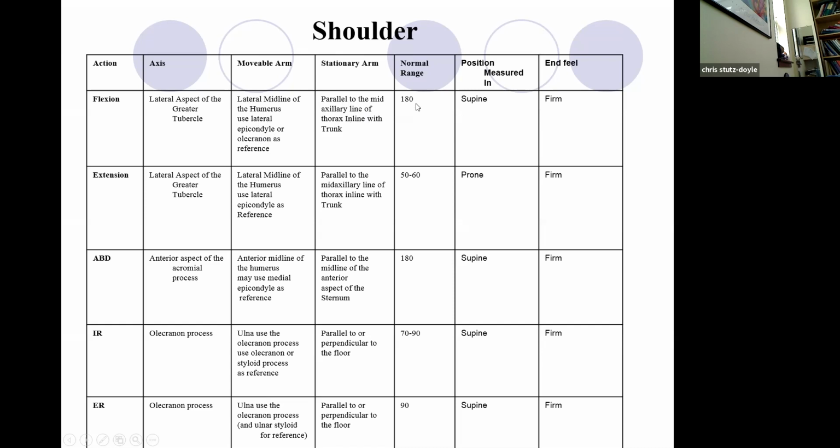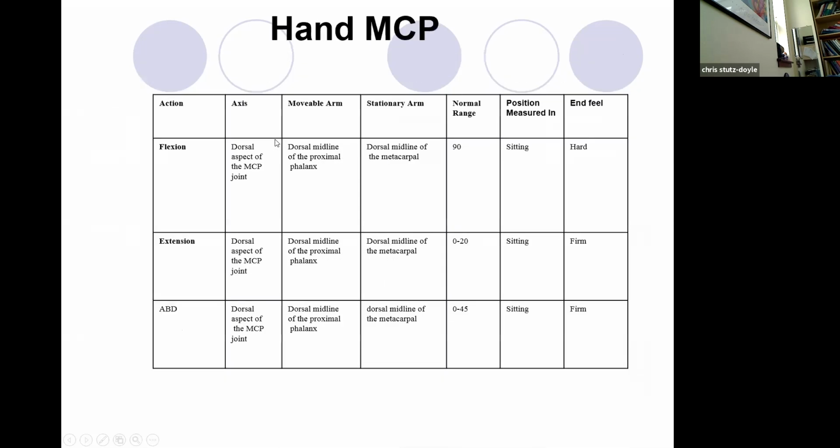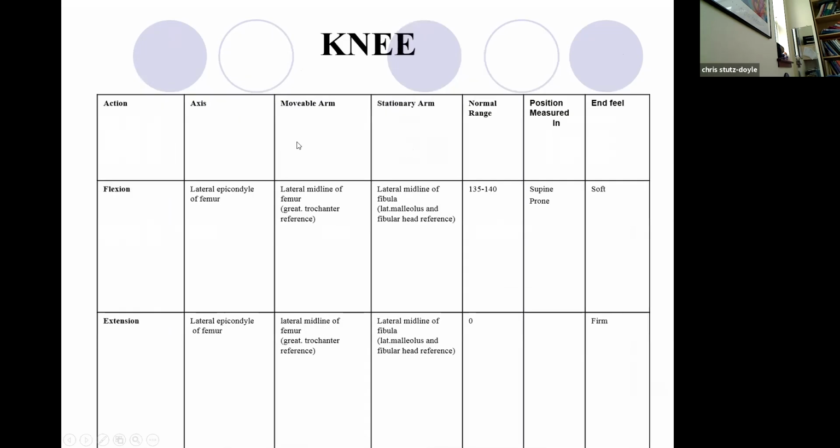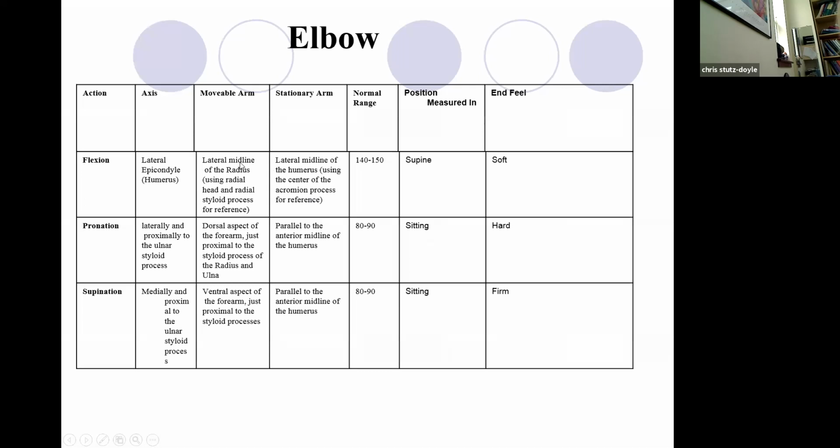Normal range of motion is 180 degrees. We're going to measure in supine, and the end feel is firm, because we're talking about capsule and ligaments. Okay, so we will do the shoulder, the elbow, and the hand this morning. And as I said, you also have a book, Measurement of Joint Motion, so you could look everything up in that book.